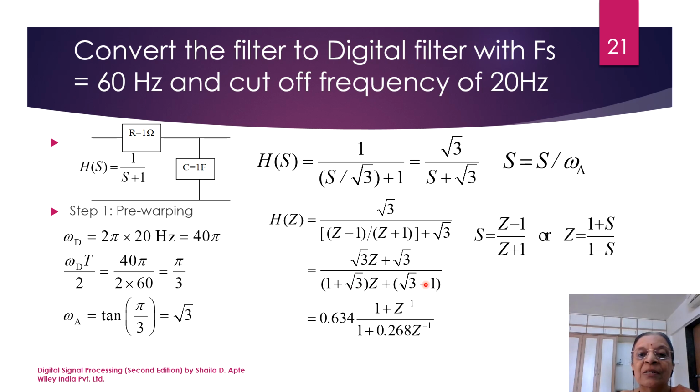So if I simplify it, I'll get 0.634 into 1 plus z inverse upon 1 plus 0.268 z inverse. So I get the corresponding numerator and denominator coefficients for the filter, and that is how the filter is designed. Designing a filter means designing the numerator and denominator coefficients of the transfer function.